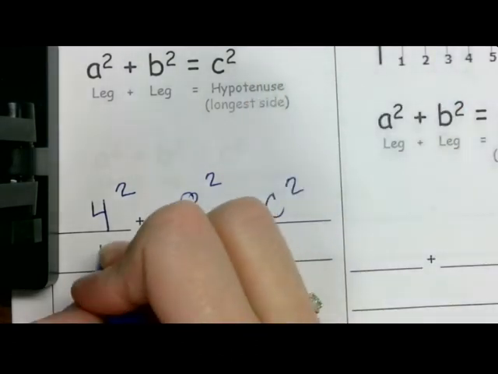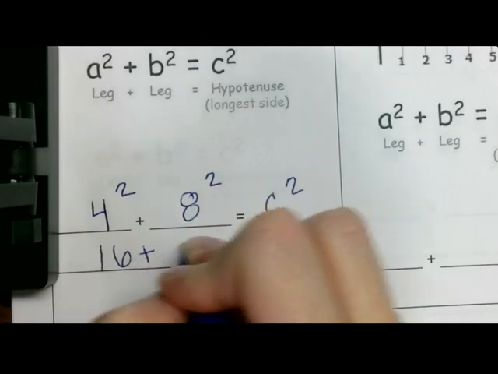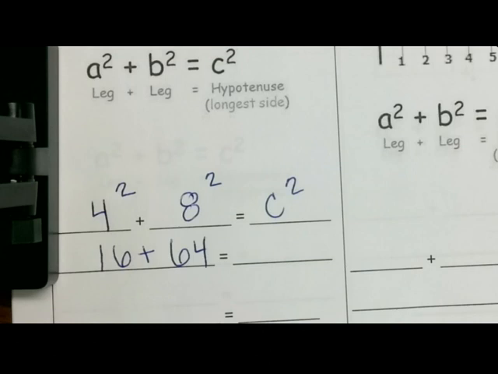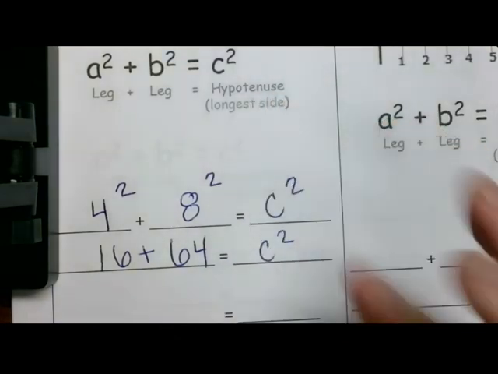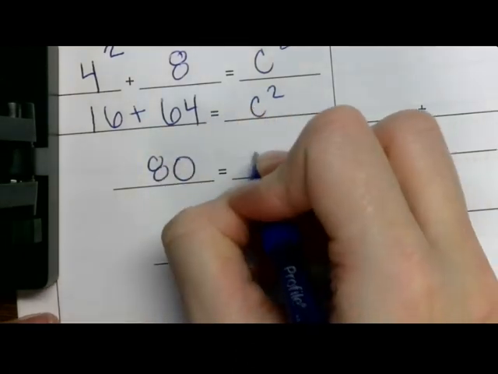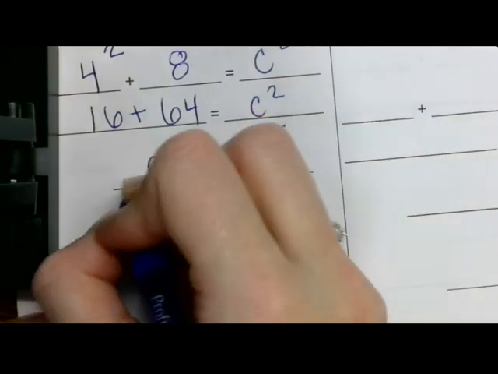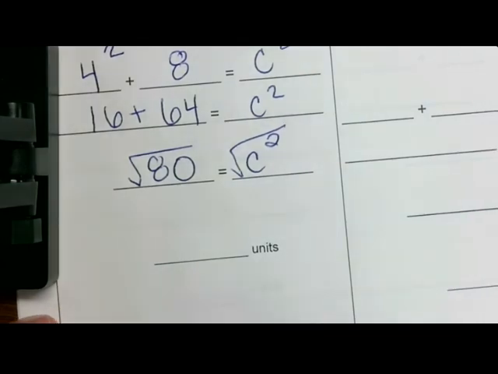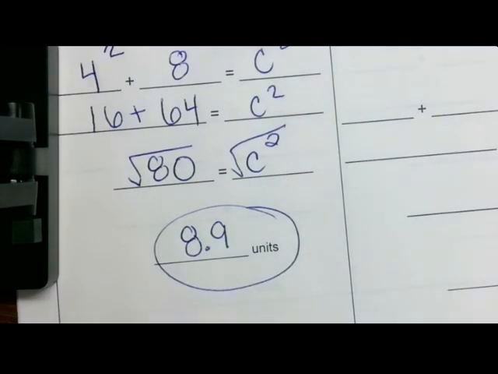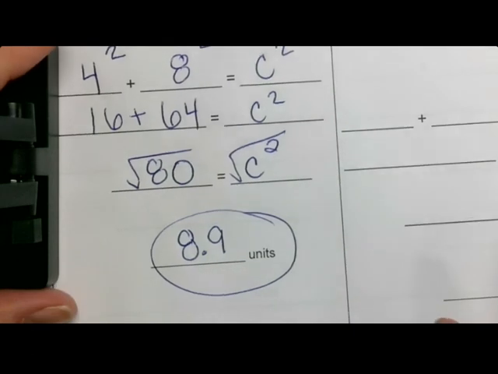4 squared is 16. 8 squared is 64. 64 plus 16 is 80. So we have 80 equals C squared. Take the square root, and we end up with 8.9 units.